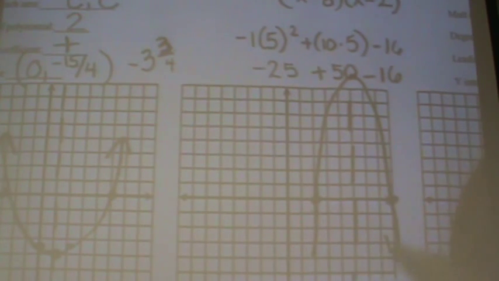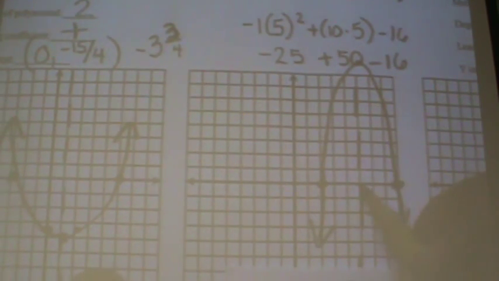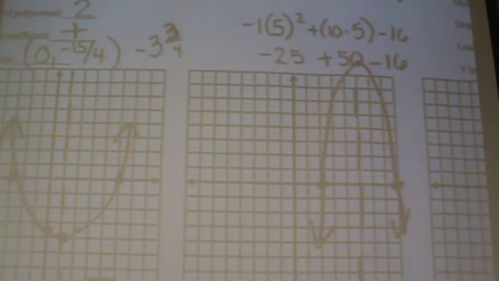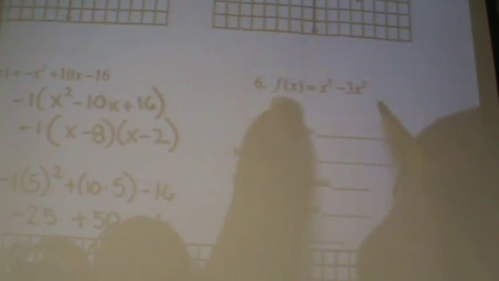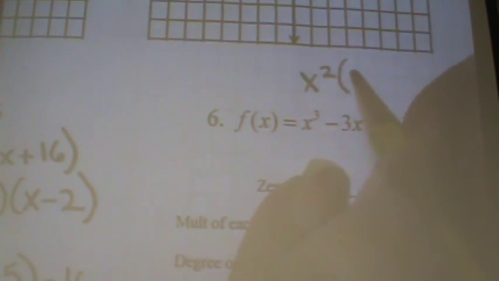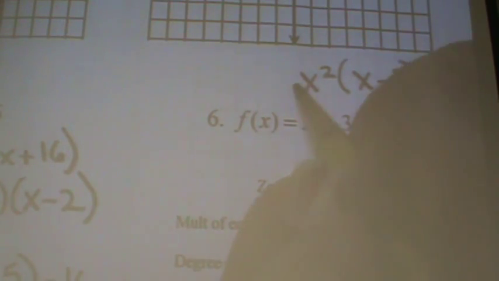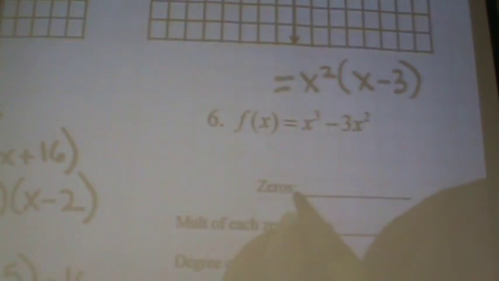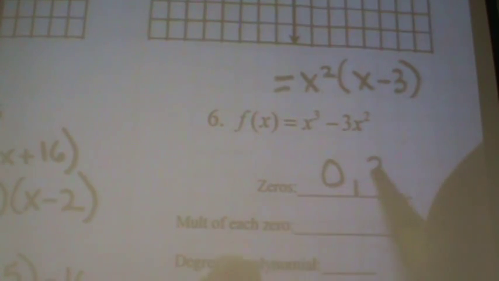Now, how more accurate could you be if you would plug in numbers like 3 or 4, you could figure out some more points. Now, number 6, you need to factor completely. So for this one, I would take out an x squared. It's not very difficult to factor. X squared, and you're left with x minus 3. That one was easy to factor. So my zeros are 0 and 3.